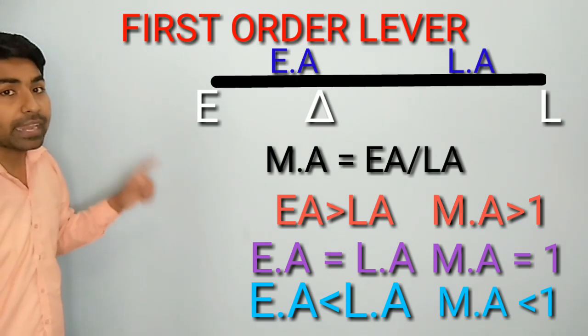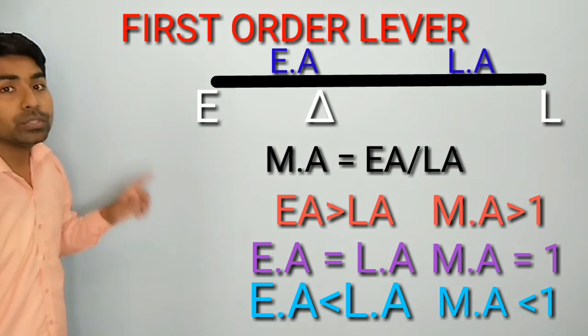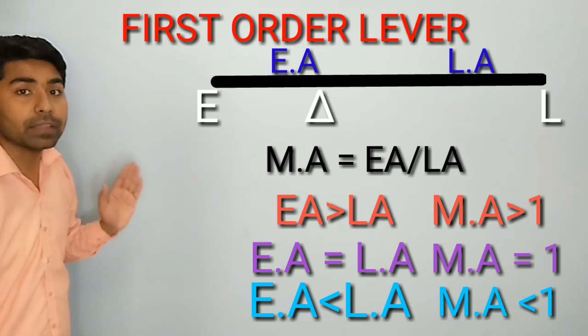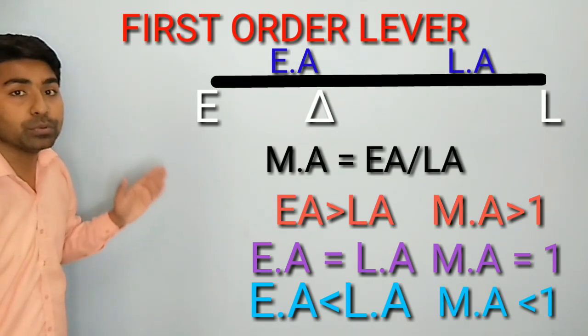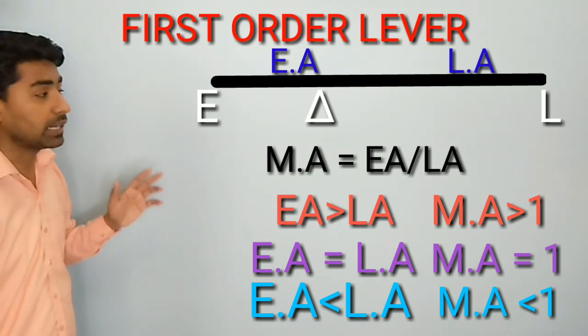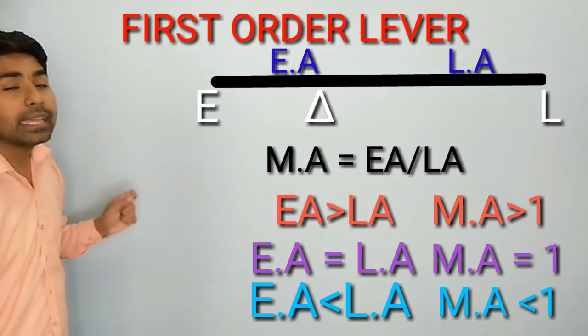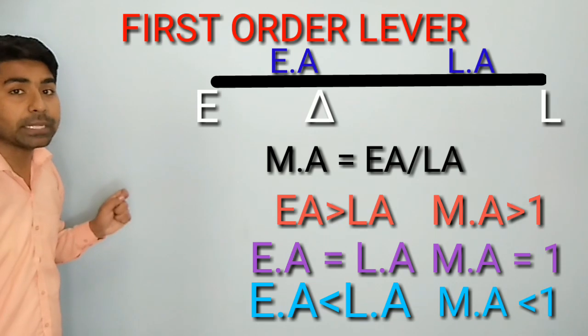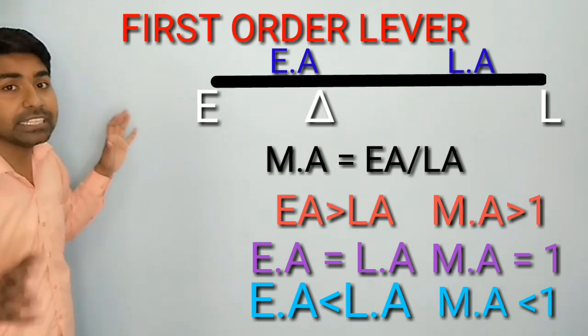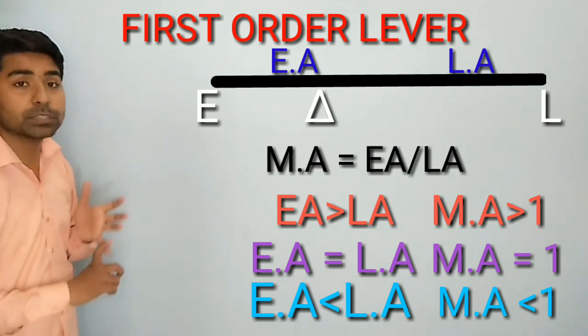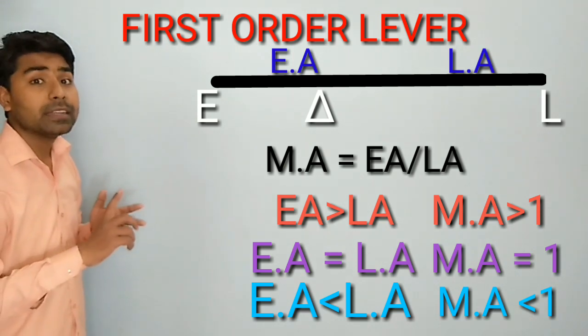Second, if mechanical advantage is equal to 1, this machine is used to change the direction of effort. And third, if the mechanical advantage is less than 1, then this machine is a speed multiplier. So I said a machine can have 3 functions: force multiplier, speed multiplier and change the direction.